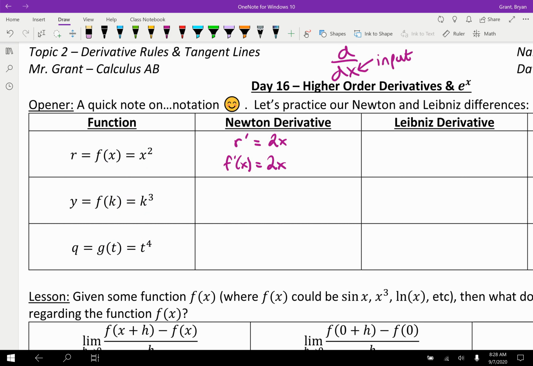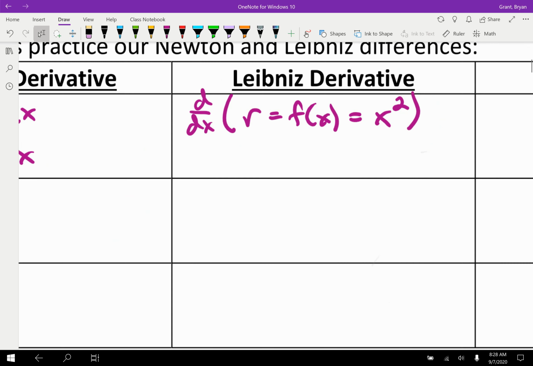So if for Leibniz they wanted you to take the derivative, they would say, and I'm just going to do d dx over here of the whole equation, r equals some function of x, which equals x squared, just because I think it's nice to show it this way.